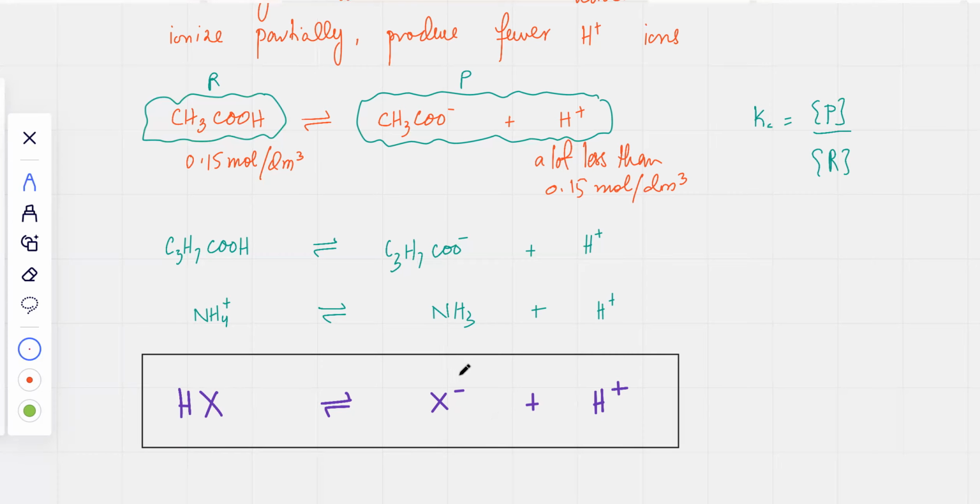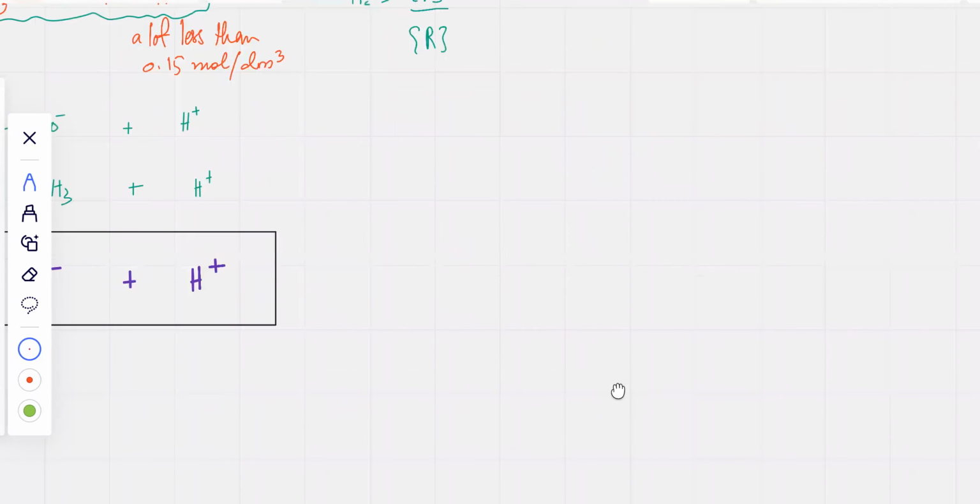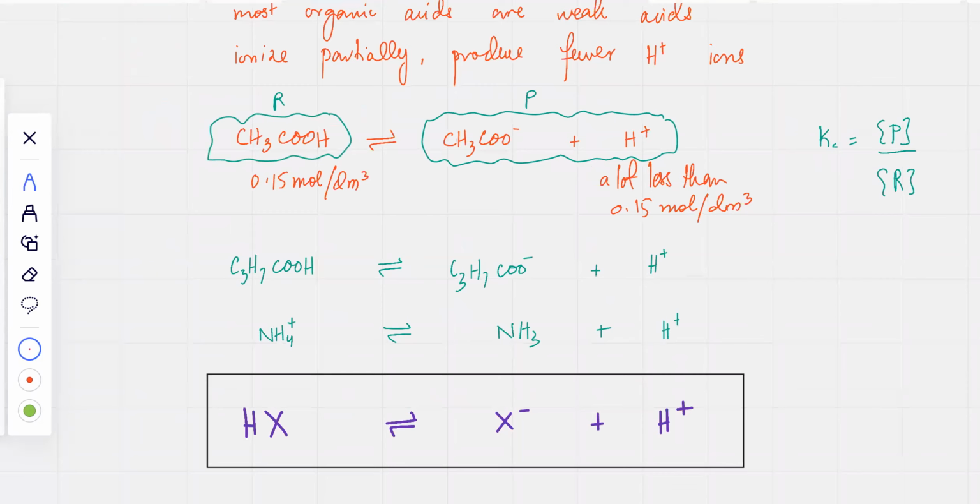And now, do you all agree with this statement? All acids dissociate in the same way. Sorry, Lubena, is this fine? Abdullah?